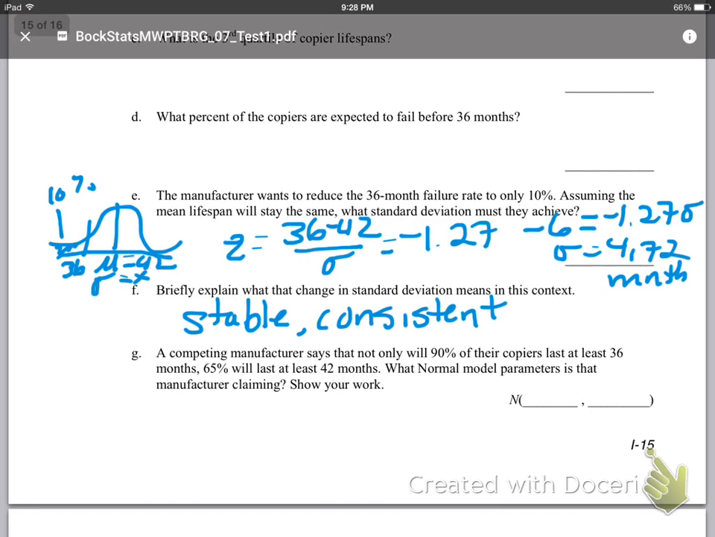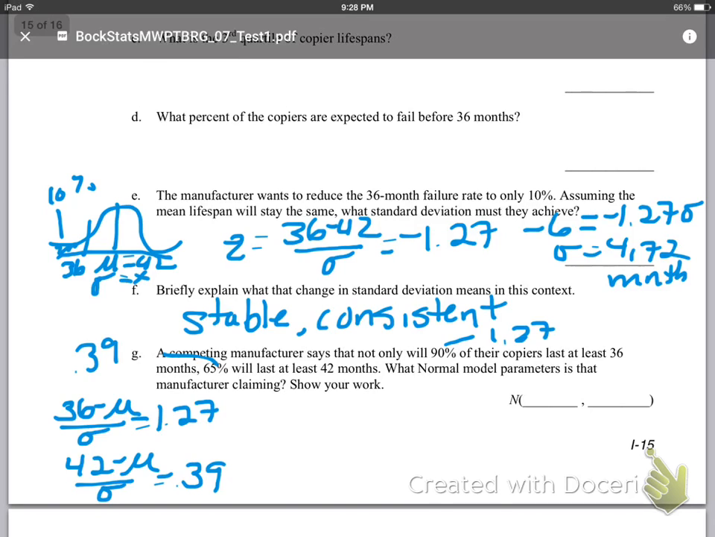Now a competing manufacturer says that only 90% of their company's copiers will last at least 36 months, 65% at least 42 months. What normal parameters is the manufacturer claiming? All right, so the deal is here, do you see that we have two variables, mean and standard deviation? When we have two variables, we need two equations. So we need to look up 90. Well, 90 is going to be 1.27 because negative 10 is negative 1.27. 90 is going to be 1.27. And now let me look up 65, okay?